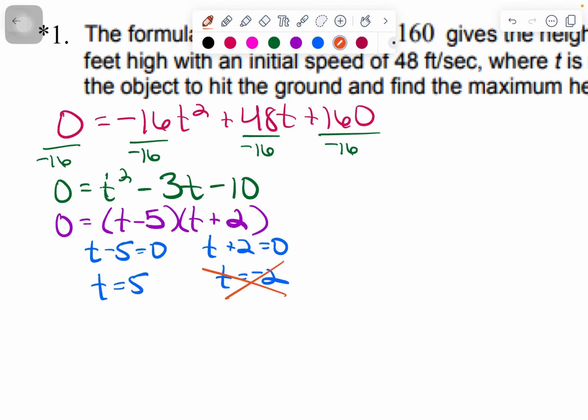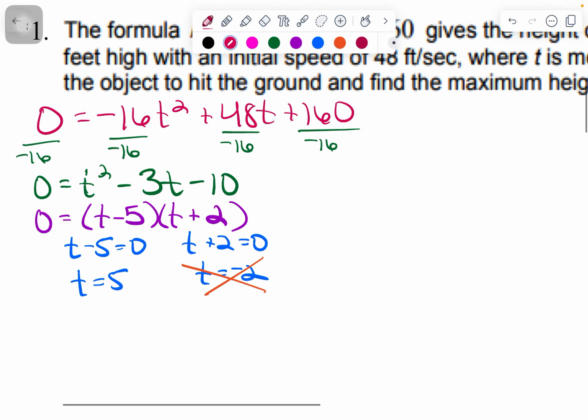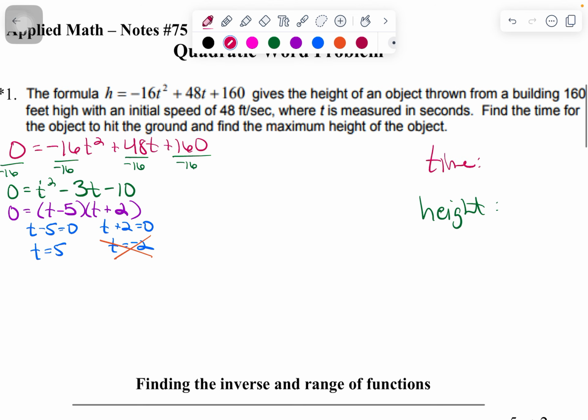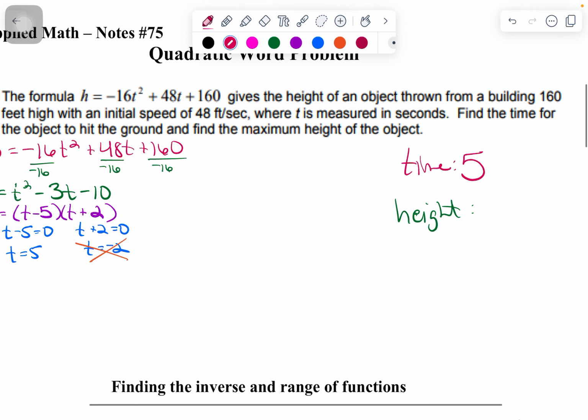There's one answer for the final answer here, and I'm going to go ahead and slide on over to time here. There we go. So this is 5, and it's measured in seconds, so seconds.